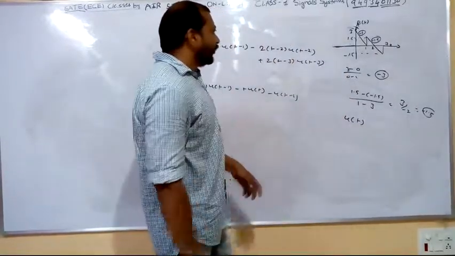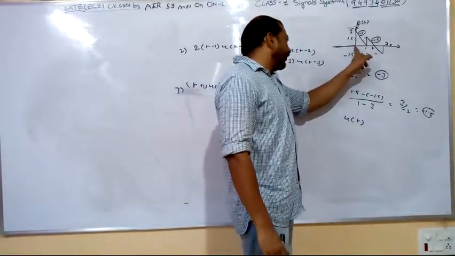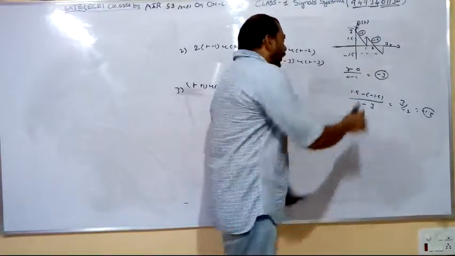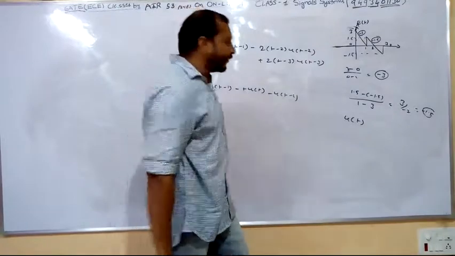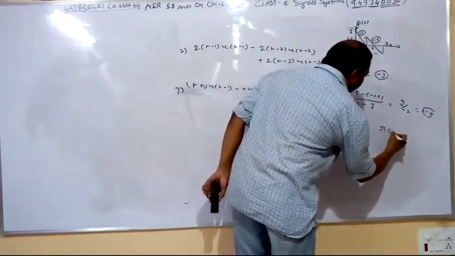Now, is there any slope change at t equal to 0? Definitely. Here slope is equal to 0. At t equal to 0, the slope suddenly changes to minus 3. So we have to consider the corresponding r of t also.